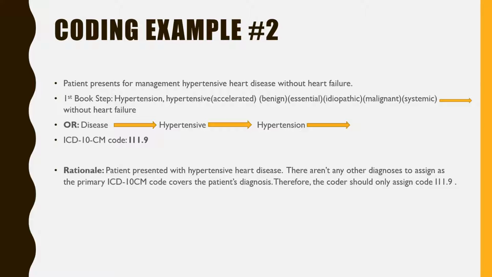Our rationale for this: our patient presented with hypertensive heart disease. However, the patient did not have heart failure. Therefore, an additional ICD-10 code should not be assigned. There aren't any other diagnoses to assign, as the primary ICD-10-CM code covers the patient's diagnosis, which is really just hypertensive heart disease. Therefore, the coder should only assign ICD-10 code I11.9.